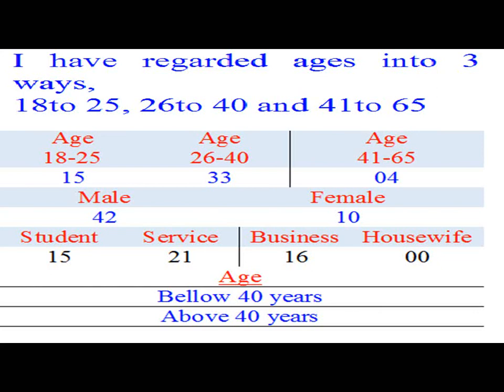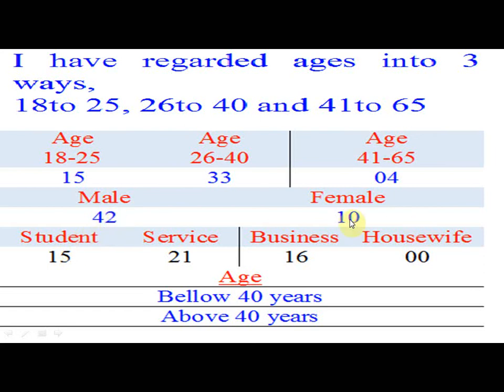Age 18 to 25, the respondents are 15. 26 to 40, the respondents are 33. Age from 41 to 65, the respondents are 4. This information is also categorized into two ways, male and female. Males are 42, females 10.